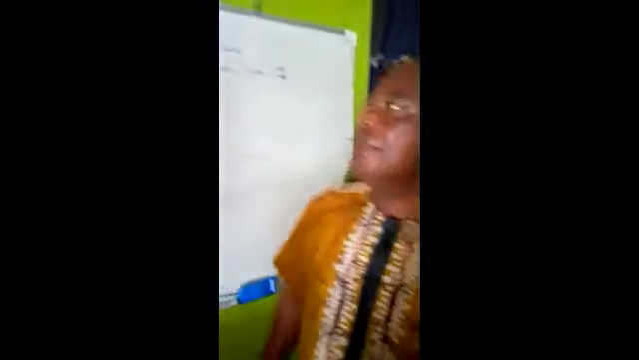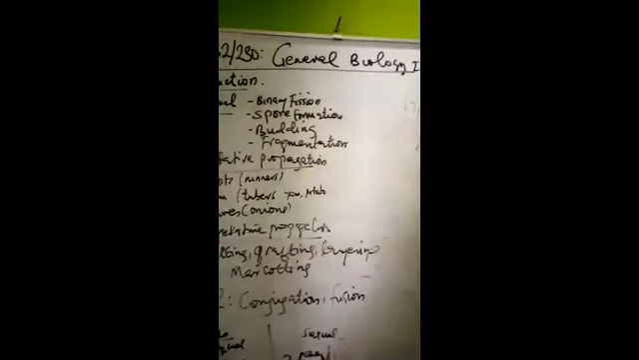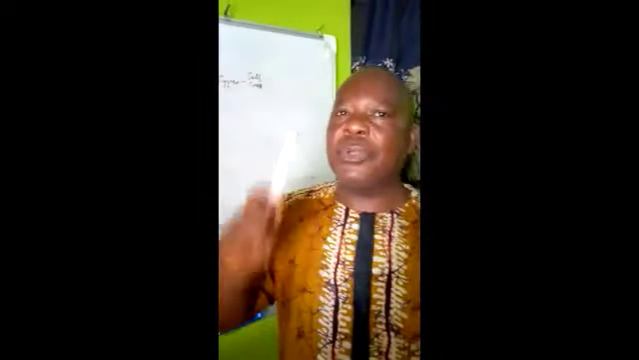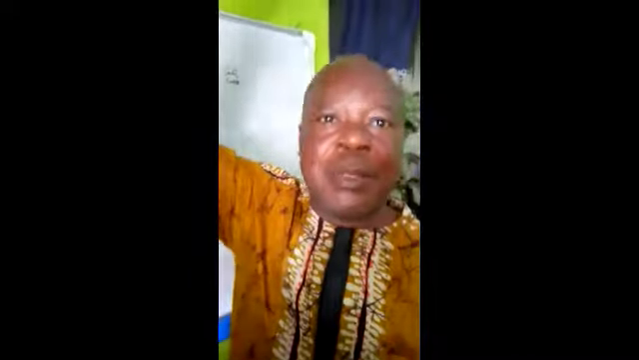There are basically two types of reproduction, namely asexual reproduction and sexual reproduction. Asexual reproduction is a type of reproduction whereby only one parent is involved. There are different types of asexual reproduction. As we have on the board, we have binary fission, whereby an organism divides into two, starting with the nucleus and the entire protoplasm divides.